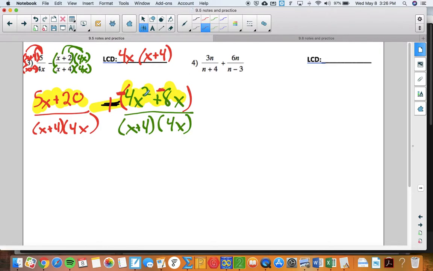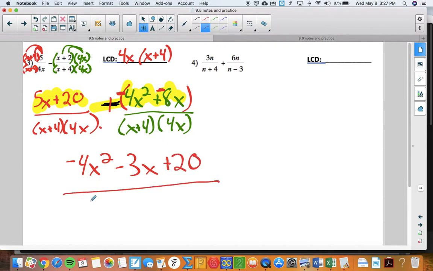Sorry, that's negative 4x squared. I'm just saying the squared. So I added the opposite. I distributed the negative to everything over there. So now I combine like terms. I have nothing to combine with the x squared up top, so I have negative 4x squared on top. The negative 8x combines with the positive 5x and makes negative 3x. And then I have a positive 20 still there. That's all over x plus 4 times 4x.